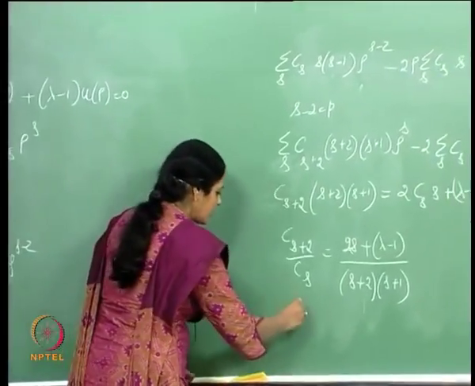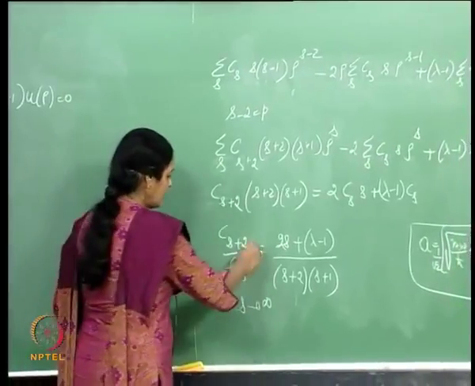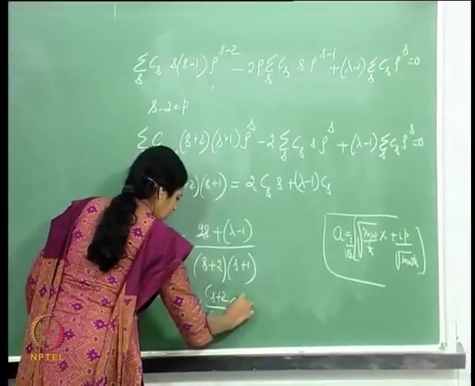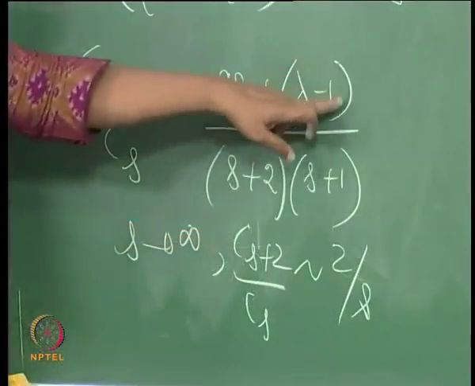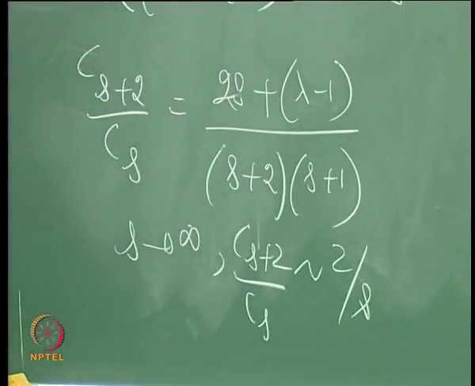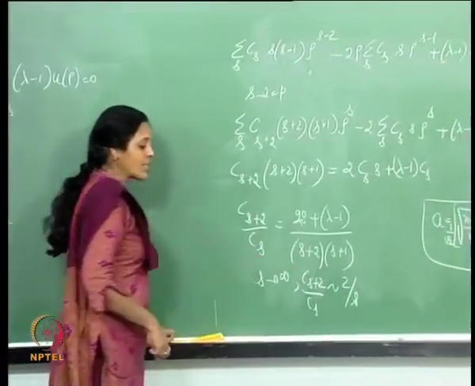For large s, this ratio goes as 2 by s, because I have a 2s that is negligible compared to the s squared, which is the leading term. Therefore I get an s by s squared, which is a 1 by s. So for large s, this goes as 2 by s.